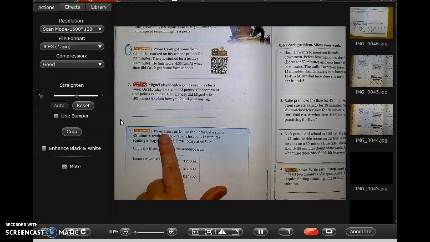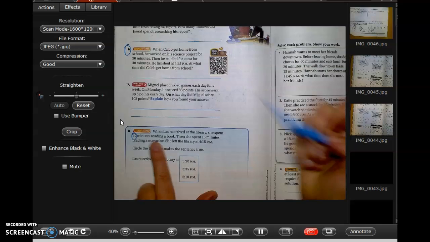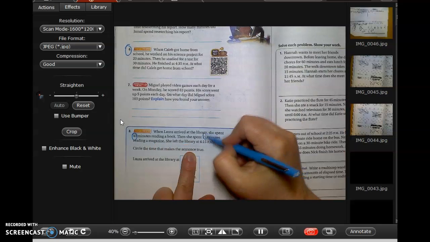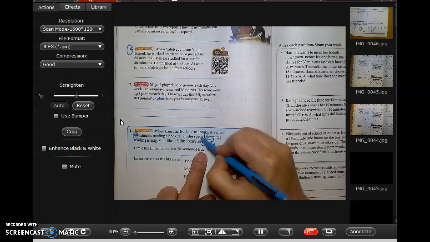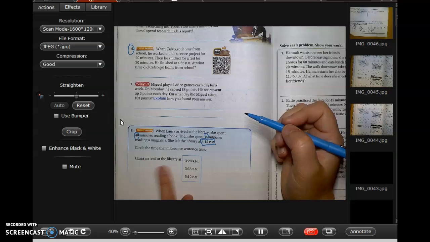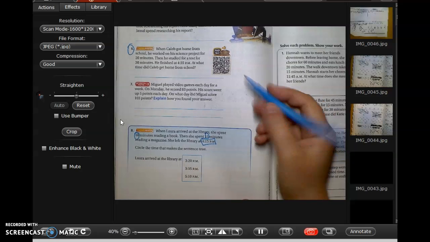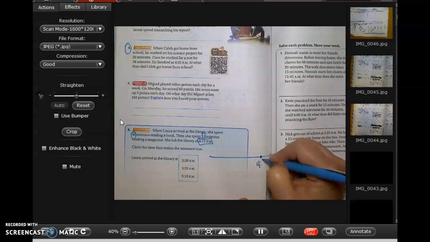Let's look at our blue box. When Laura arrived at the library, she spent 40 minutes reading a book. Then she spent 15 minutes reading a magazine. She left the library at 4:15 p.m. Circle the time that makes the sentence true. Laura arrived at the library at... Let's try it out. She left at 4:15.